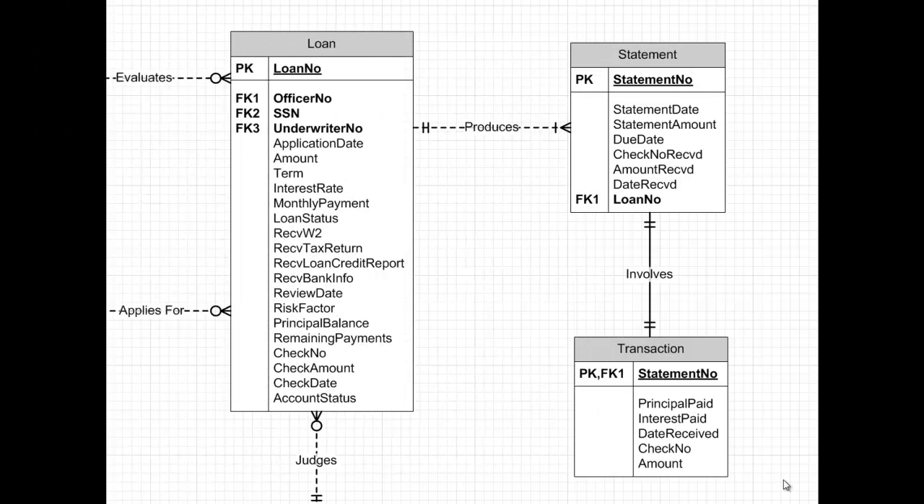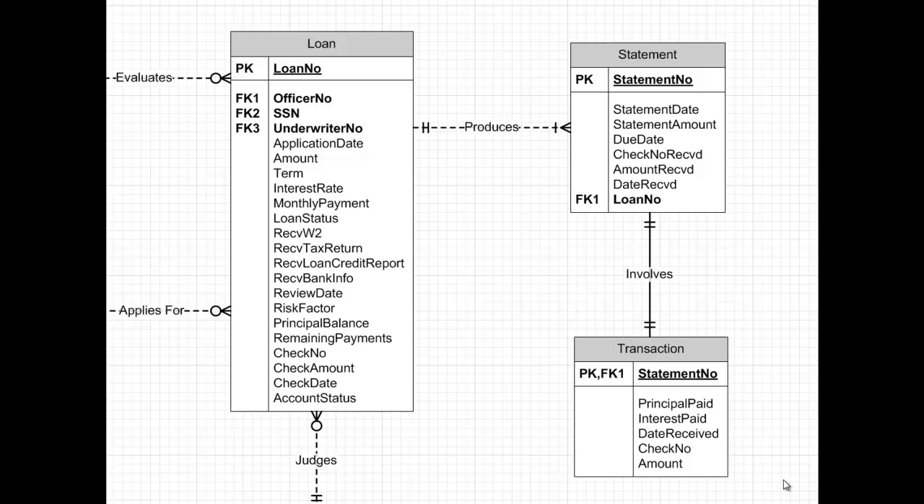Let's take a look at a different example here for three entities: loan, statement, and transaction. If you look at the relationship between statement and transaction, you'll notice that it is a one-to-one relationship. One statement involves one transaction, and one transaction is associated with one and only one statement. If you examine the relationship line between the two entities, you'll notice it's one-to-one because there are no crow's feet.